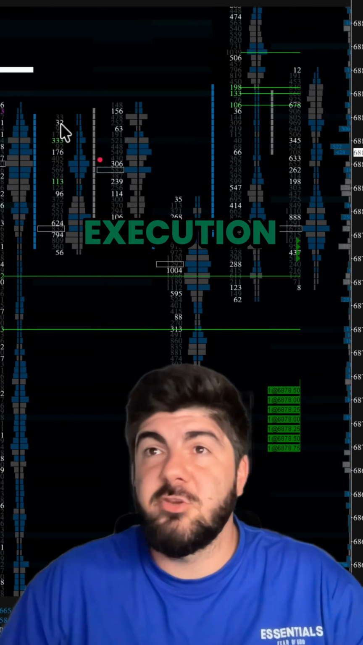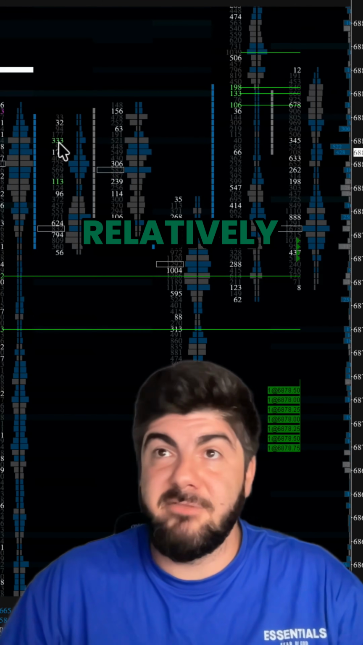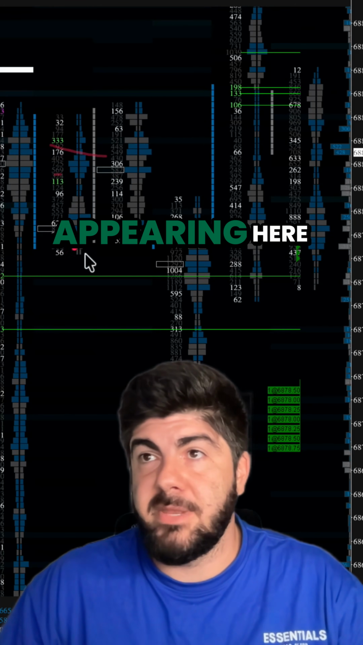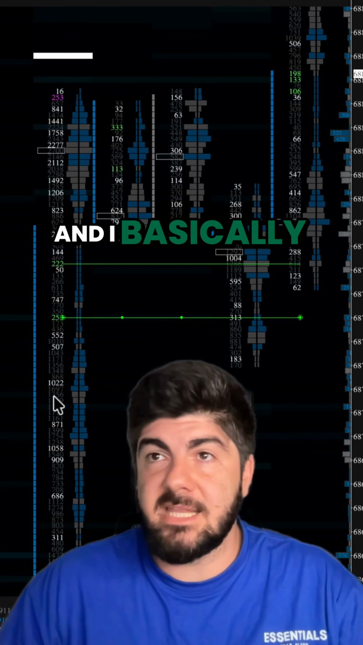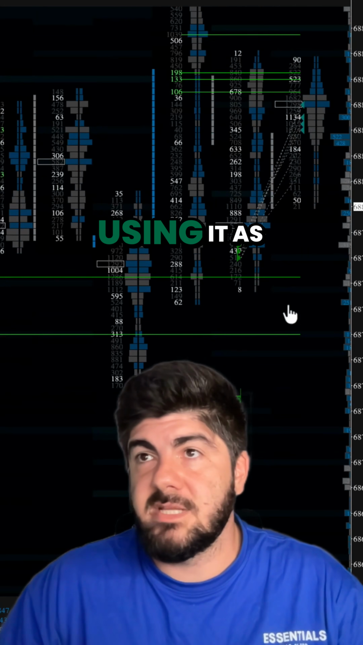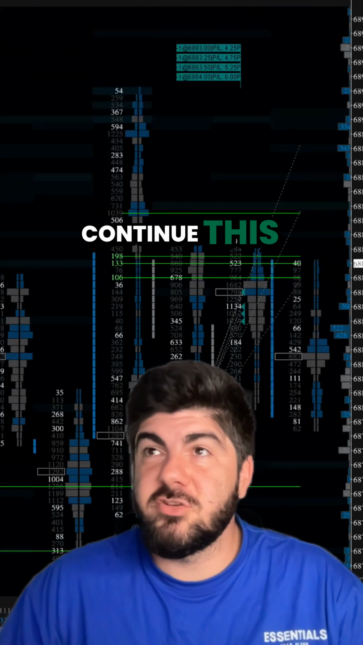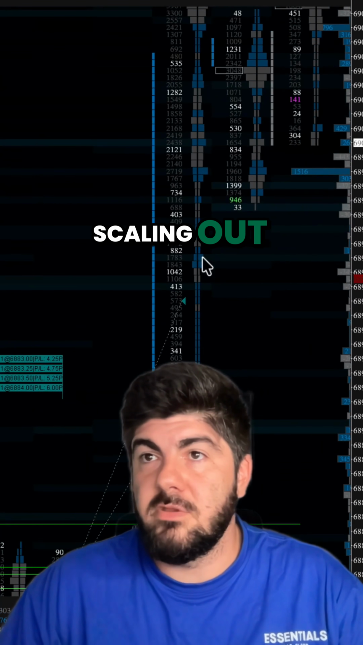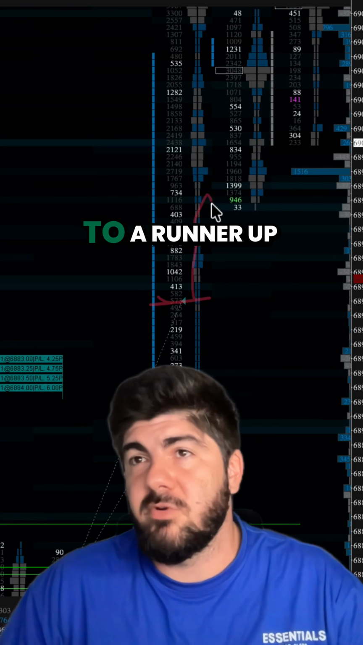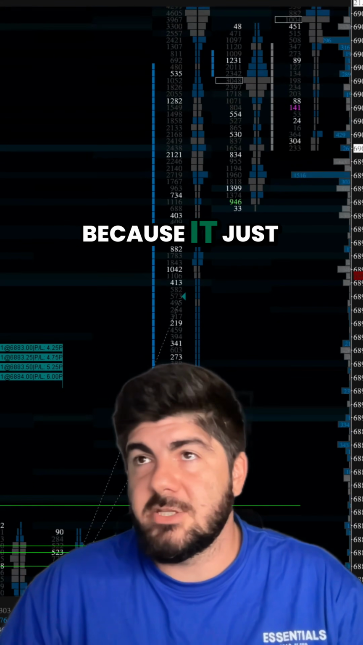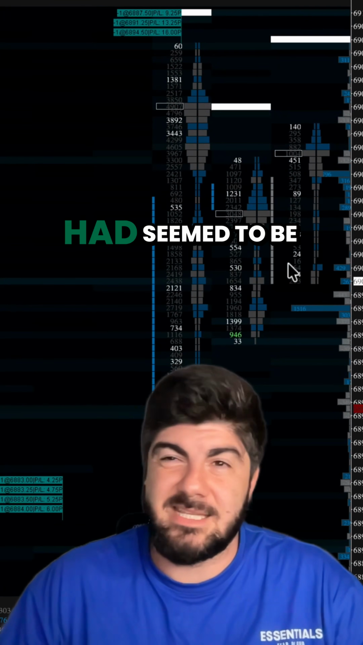Now, the trading execution component was relatively straightforward, with buying balances appearing here and slightly below that level. I basically posted the bids at that level, using it as support to continue this trade upward and scaling out towards the 95 level that I had talked about. I didn't hold on to a runner up into the 05 because it just seemed like it was further away and the trades had seemed to be exhausted.